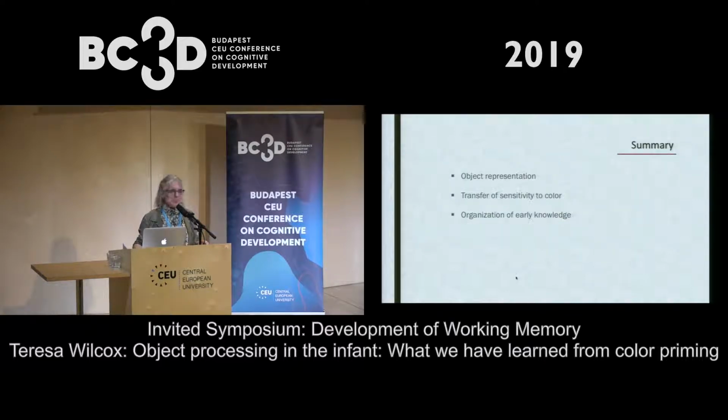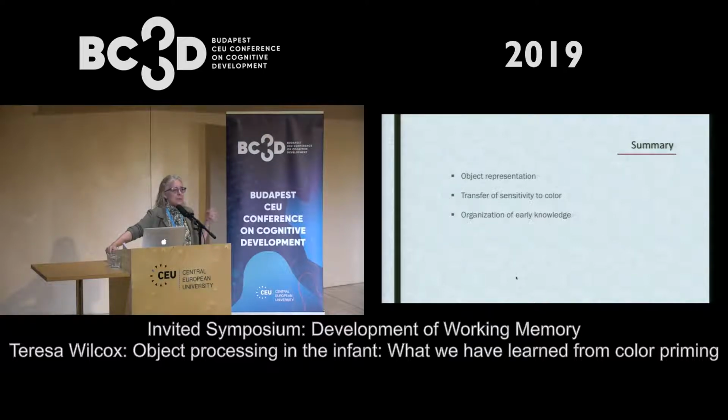So what have we learned? I know I've covered a lot of territory, but I think what these studies have been telling us is they've given us insight into object representation. How do babies represent objects? What kind of information do they use to keep track of objects as they move in and out of view? And we can think about that in terms of working memory.